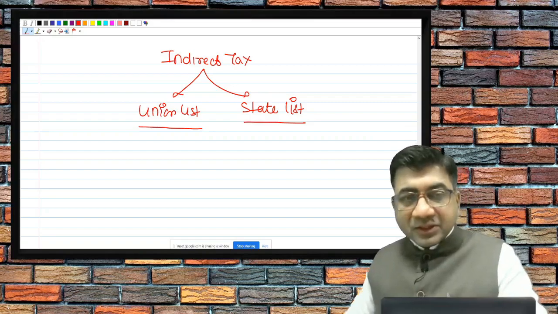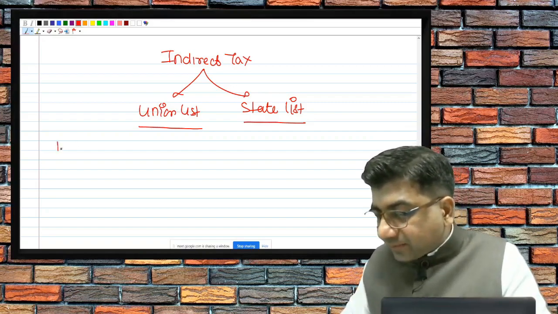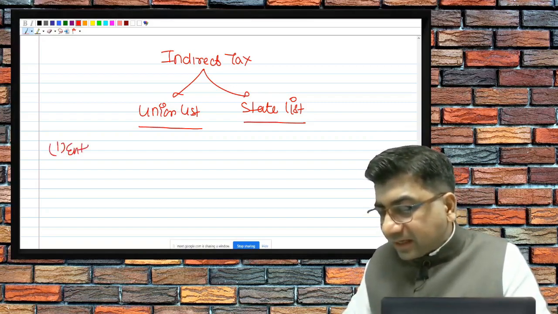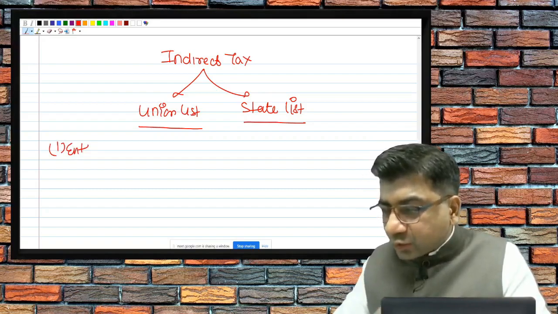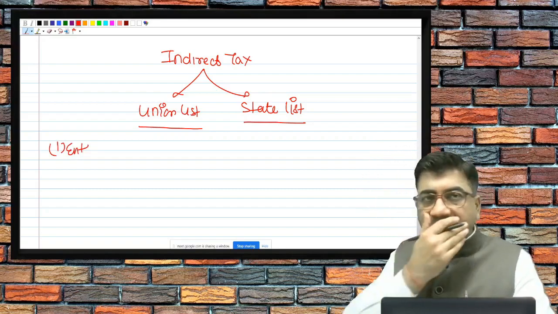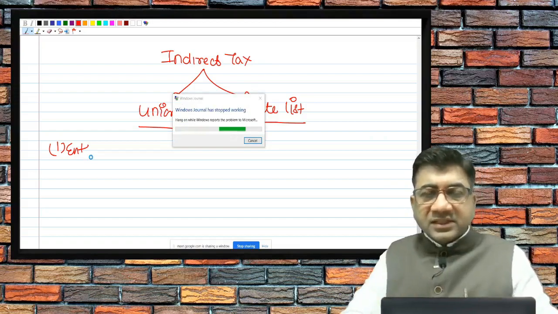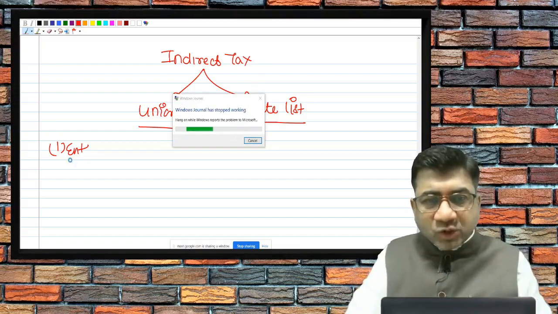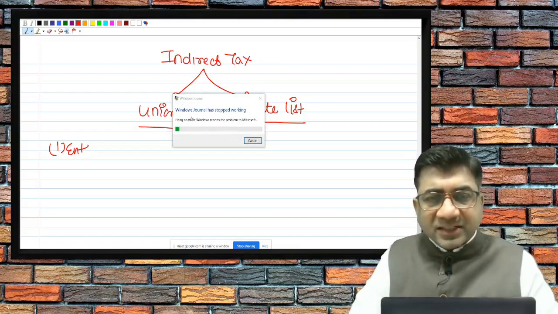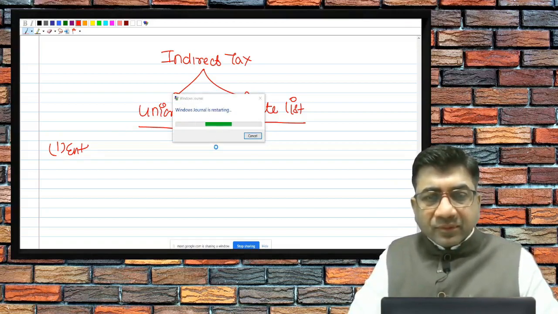Yeah. So first is entry number. Acha, you can use two colored pens also to make notes, just a second. My app has just stopped. It will take 10 seconds to restart.